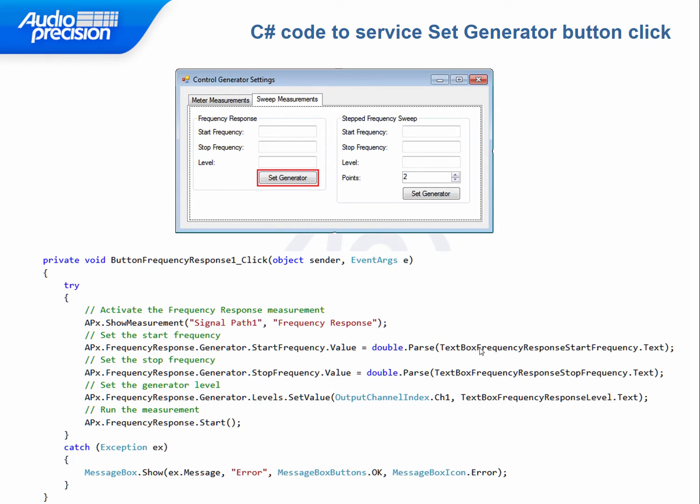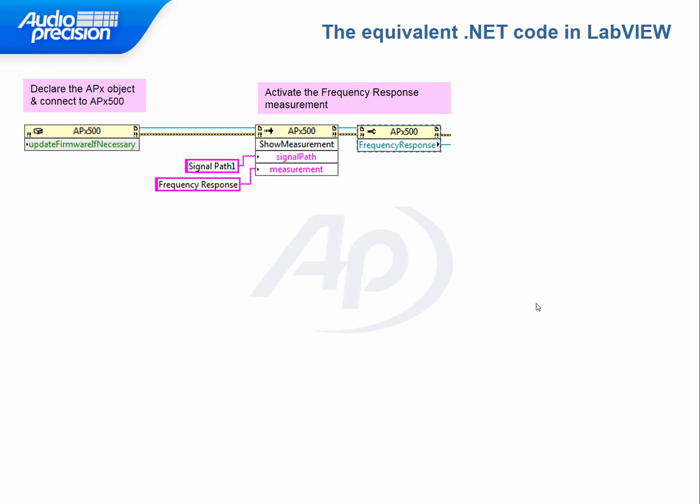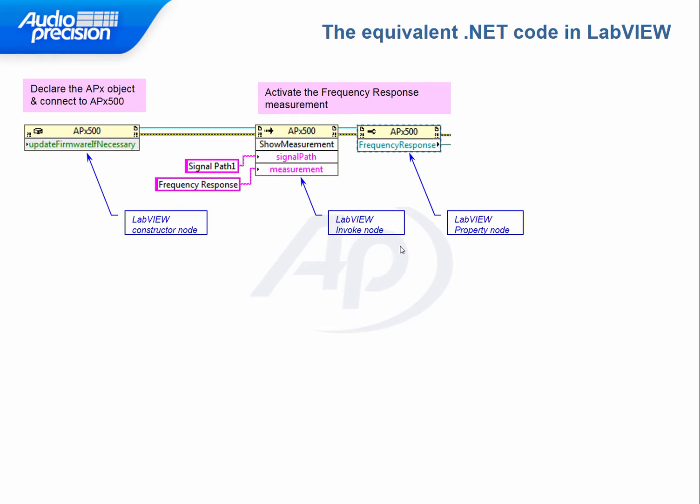So let's look at how we might run that code in LabVIEW. LabVIEW uses a series of .NET nodes, they're called, and there are 3 basic ones. So first we have what's called a LabVIEW constructor node. This declares the APx object and connects to APx500, just like you would in C# or any other language.